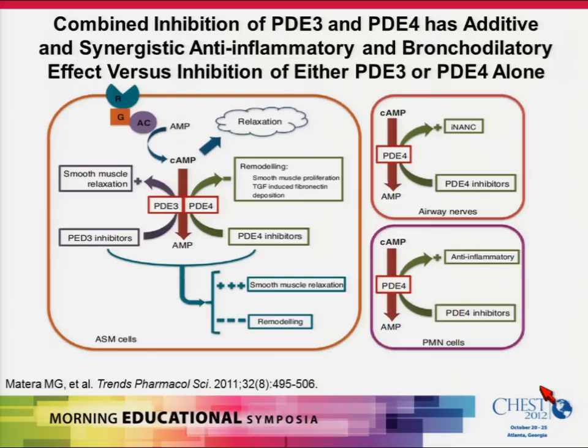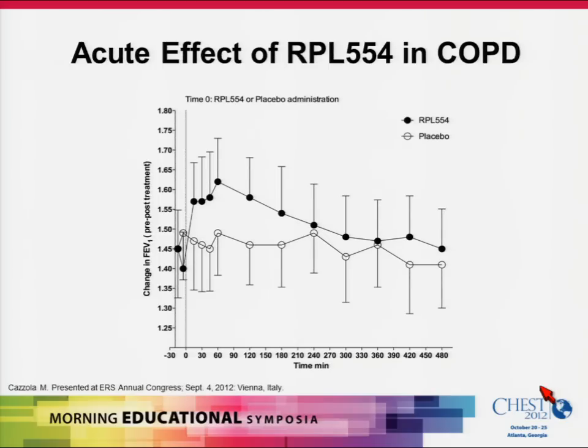At present, we believe that the possibility of blocking both PDE3 and PDE4 enzymes is extremely important because such an approach has an additive and synergic anti-inflammatory and bronchodilator effect versus either PDE3 or PDE4 alone. For this reason, we have tested, and I am showing you for the first time in the US, data that we have produced in my lab, testing RPL554. RPL554 is a drug that is under development by Verona Pharma, a UK and Canadian company, in COPD.